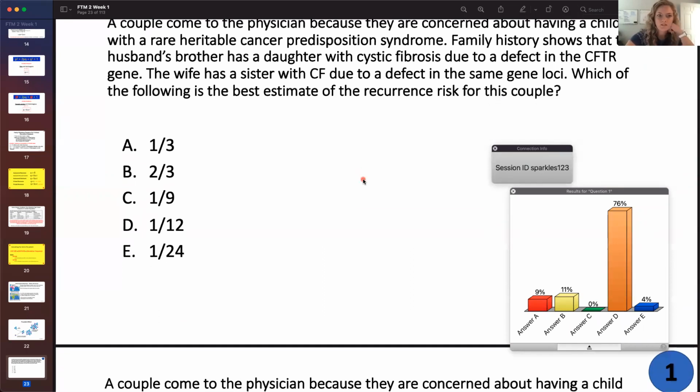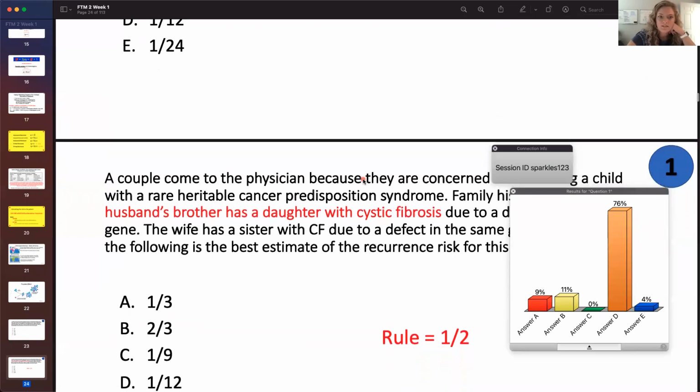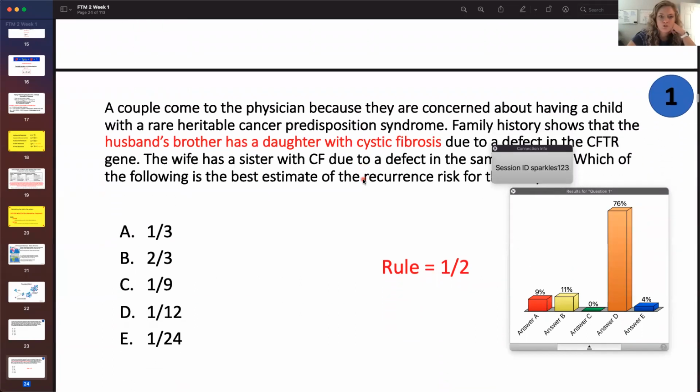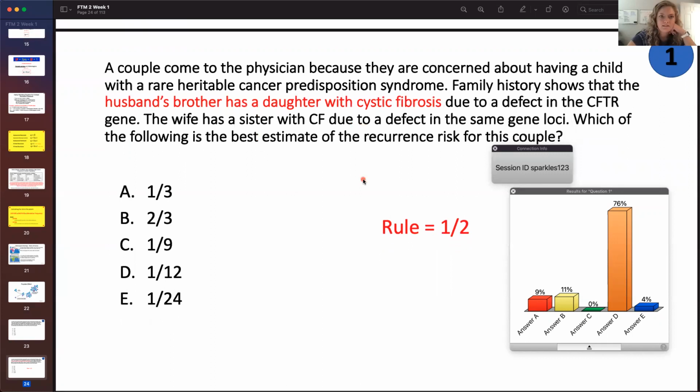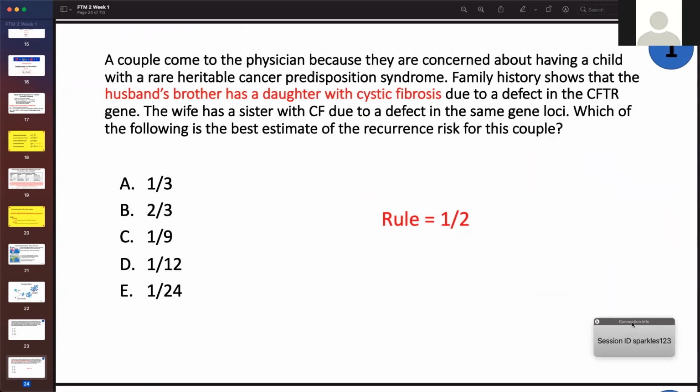Okay, so it looks like most people chose D on this one. Is there anyone that would like to try to take a stab at this and see if they want to explain it or walk us through? There's a few slides here that are going to walk us through it, but is there anyone that wants to try to explain this? I can. I can explain it.